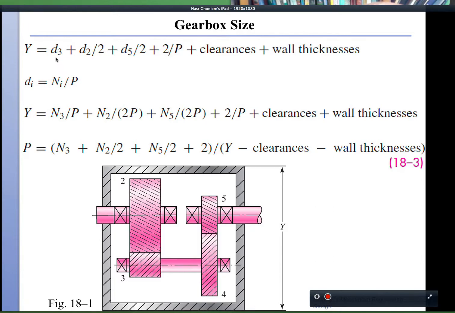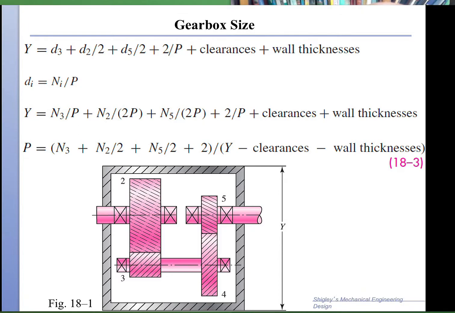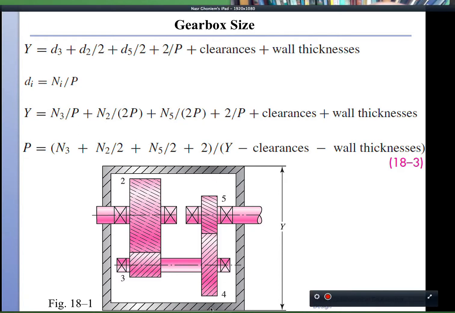We have to fit in the gear D3, assuming that this is the entire diameter. Maybe it's going to go down to here all the way to here. D3 plus half of D2 plus half of D5, and D5 now is going to go up to here. Then we have to add 1 diametral pitch up here and then 1 down here, so it'll be 2 over P. And then we add clearances and wall thicknesses.